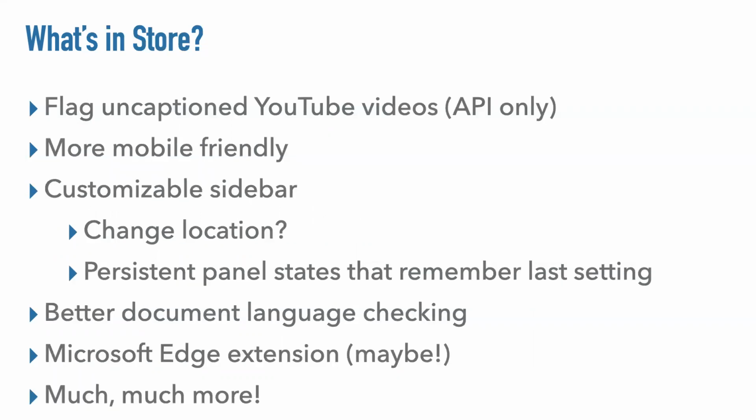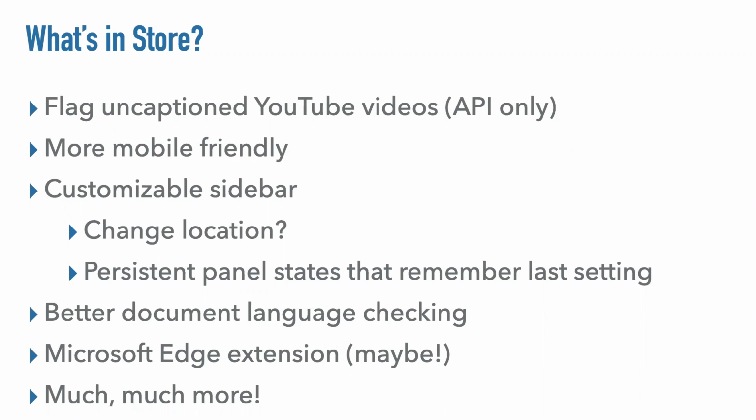What about the future? What's coming up? We're working on an uncaptioned YouTube video test within Wave. Unfortunately, because of the complexities of that, it will probably be only within the API. I could talk about that for a long time, but we want to be able to help you find YouTube videos that are not captioned. And by uncaptioned, I mean ones that do not have human-generated captions. If it's automatically generated, those very often are insufficient.